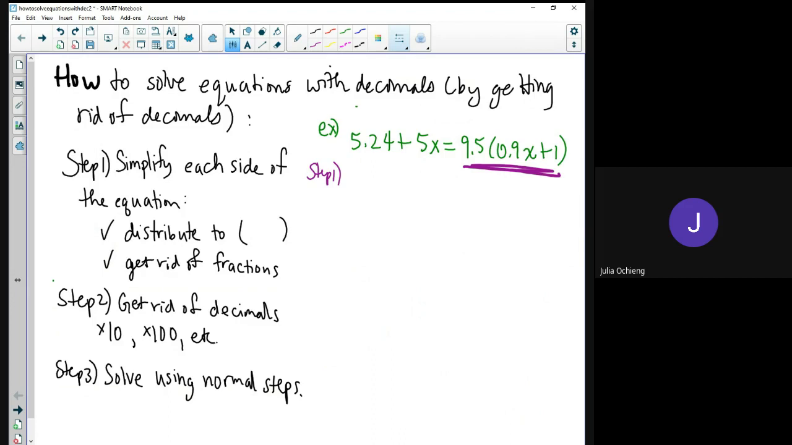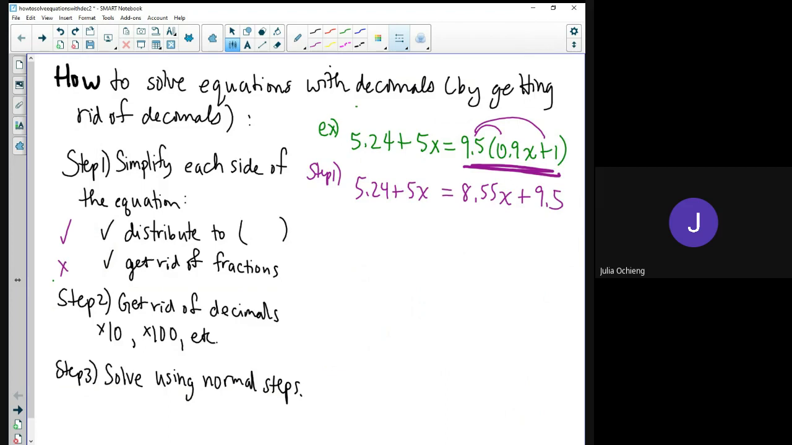But here, I'm going to distribute it because if you're uncomfortable with decimals, it's going to be easier for you to simplify the parentheses first so that you don't make a mistake. So this is going to be 8.55x. And then this is going to be 0.9. All right, so I've gotten rid of the parentheses and there were no fractions.